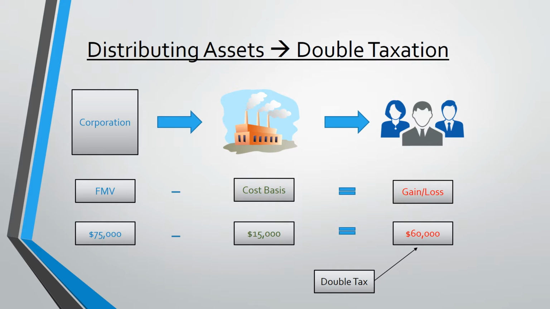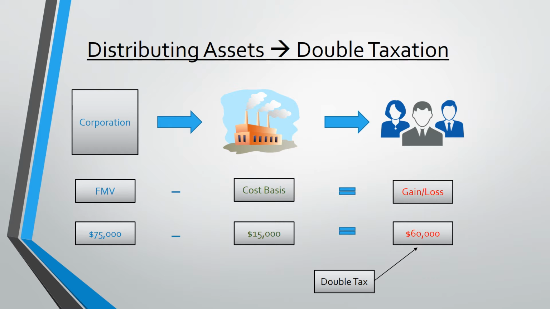Corporations distributing assets in liquidation to their shareholders can trigger double taxation. Let me give you an example. Suppose years ago some shareholders transfer land they paid $15,000 for to a corporation in exchange for its stock. Years later, after the corporation has used the land to run its business, the corporation is dissolved and the land is transferred back to the shareholders. At the time, the land is worth $75,000. It's grown in value by $60,000.